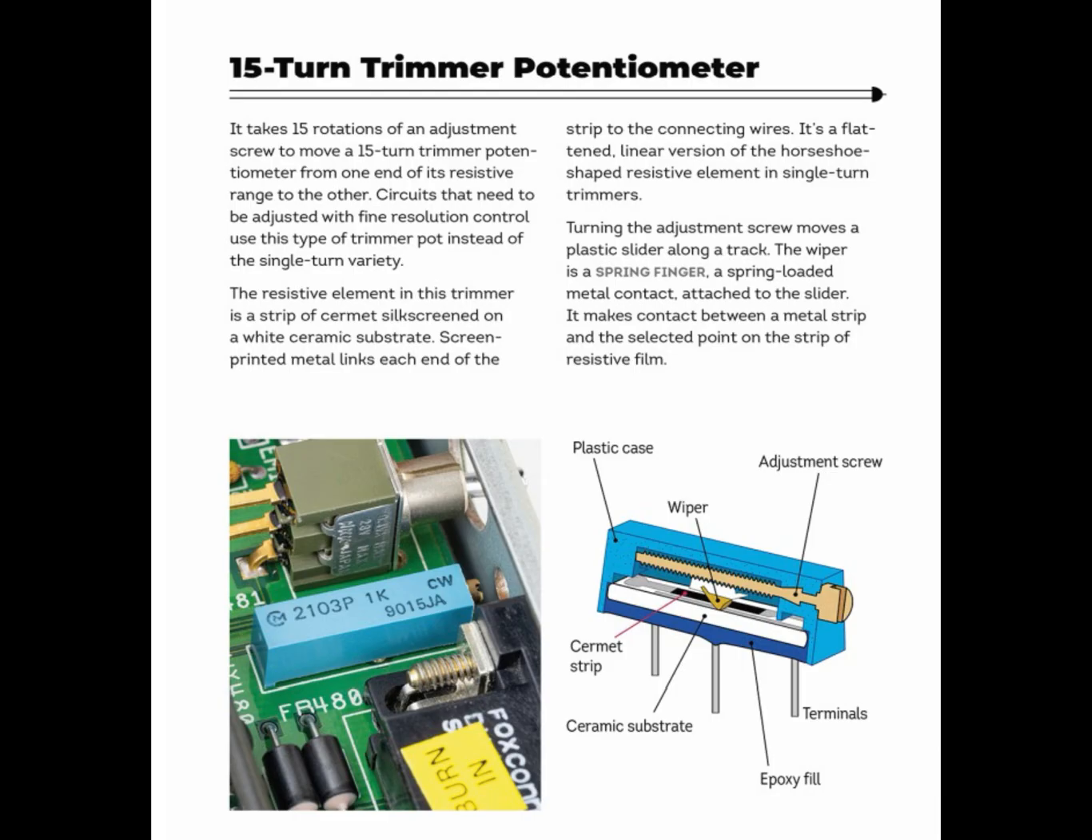Now we have the 15-turn potentiometer. A 15-turn potentiometer is a type of variable resistor that allows for precise adjustment of resistance over a range of values. Unlike standard potentiometers that may only rotate 270 degrees or so, a 15-turn potentiometer requires 15 full rotations to move from one end of its resistance range to the other. The extended rotation provides finer control, making it useful in applications where precision is important, such as in audio equipment, scientific instruments, and calibration tasks.